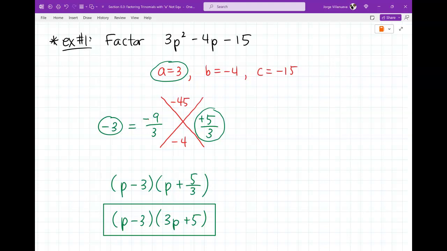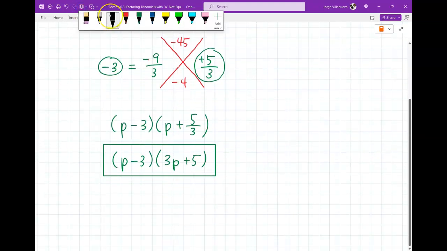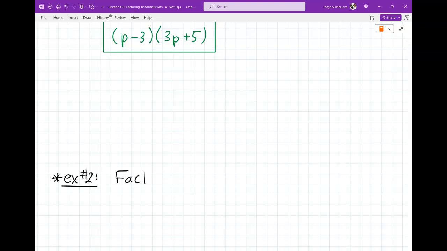Let me look to see if I can find another one. Yeah, this one. I like this one here. So let me show you one more. This is going to be example number 2. So last example.